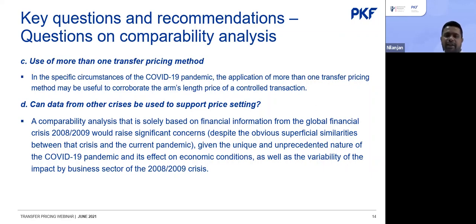Also, let's go to the next question. This has been a discussion point. Some of the consultants have been using data from earlier crises, like the 2008-2009 crisis, to make adjustments for the COVID-19 pandemic. But the OECD guidelines say this is not really a good idea because of the unique nature of the COVID pandemic. So it's not a good option to consider data from those years to make an adjustment for COVID-19.